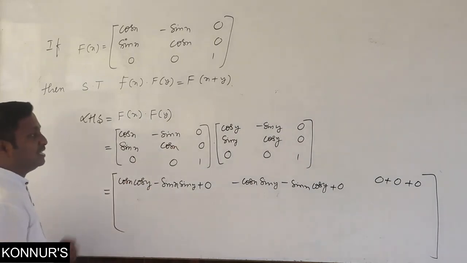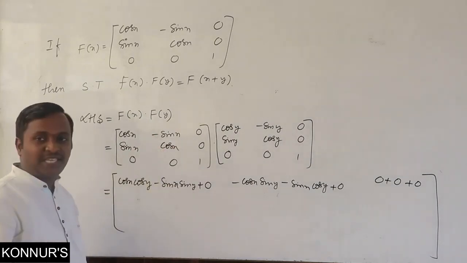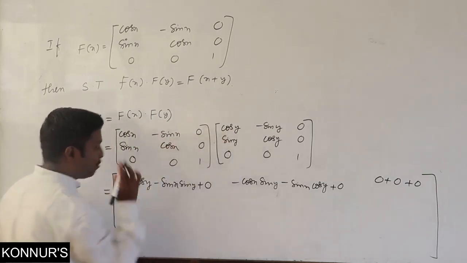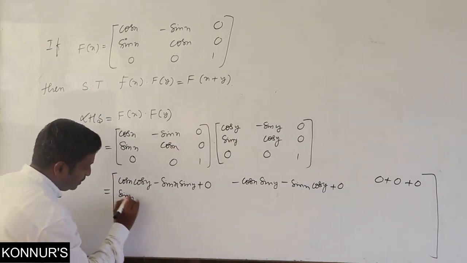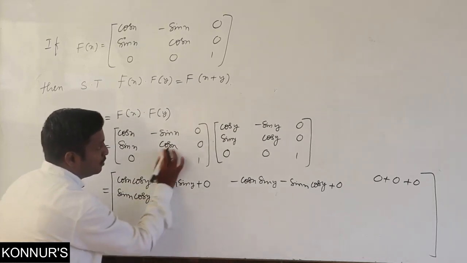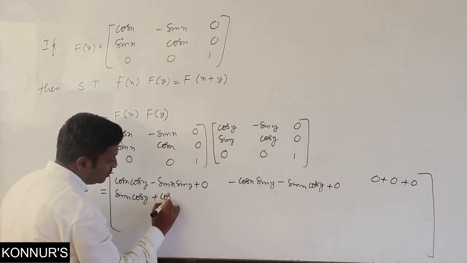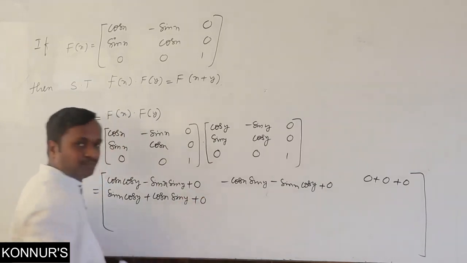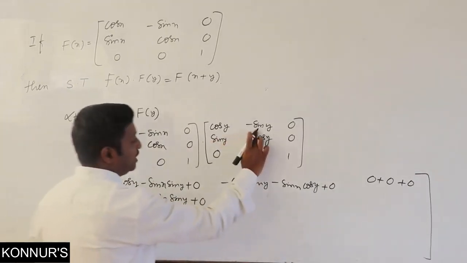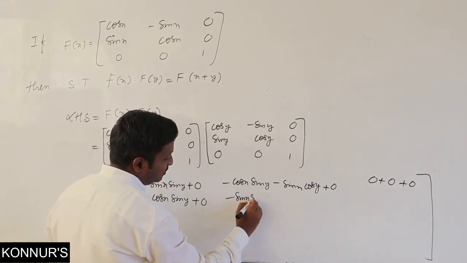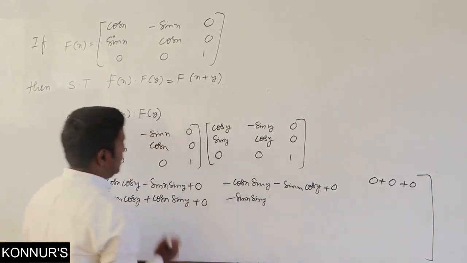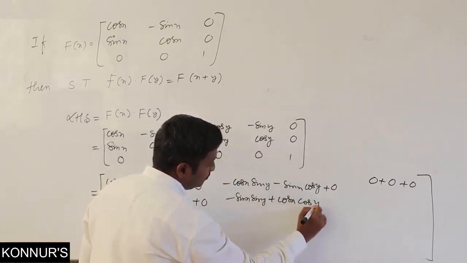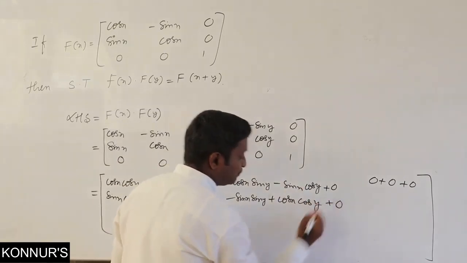Next, second row, first column. What happened? Sin x into cos y. Next, cos x into sin y, plus cos x into sin y. Next, 0 into 0, 0. Next, second row, second column: sin x into minus sin y, minus sin x sin y. Next, cos x into cos y, plus cos x cos y. Next, 0 into 0, 0.